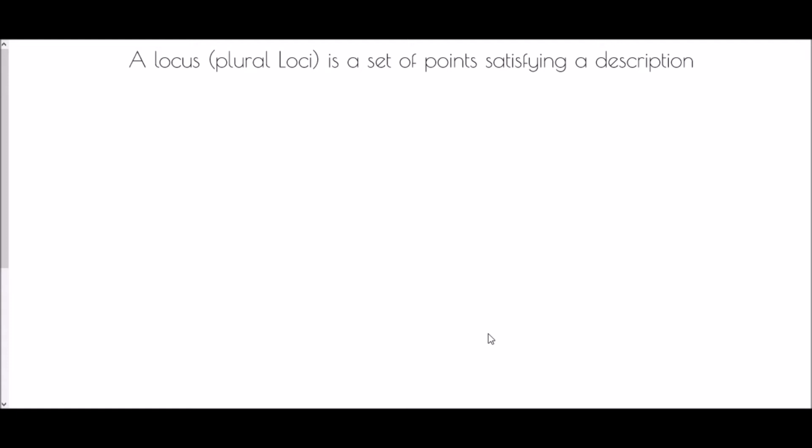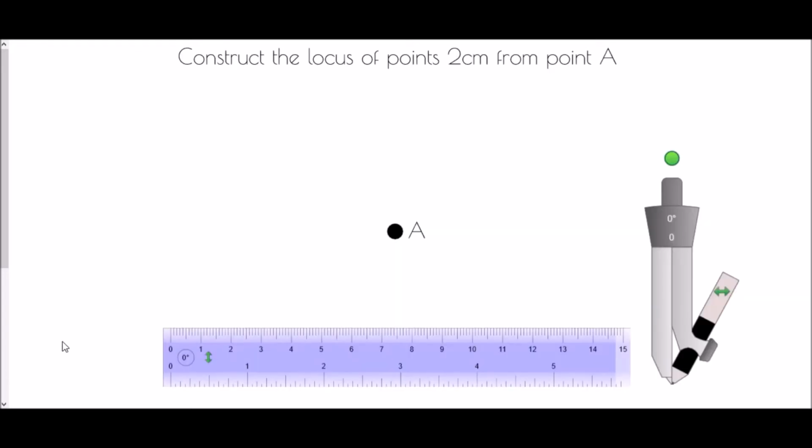So just begin with a definition. A locus, the plural is loci, is a set of points satisfying a description. So if you are asked to construct the locus of points 2 centimeters from point A, then the first thing you are going to need is a ruler and a compass. If you see the word construct, then you're going to be dealing with ruler and compass.